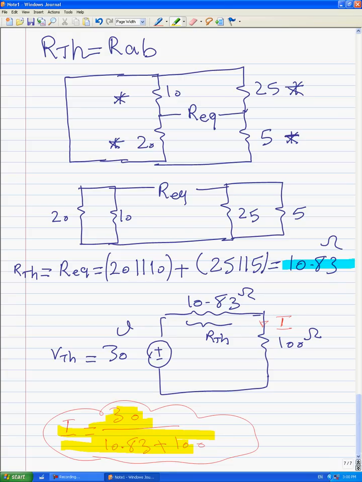And this was one way of thinking about Thevenin theory. And also you can solve this question by other techniques and compare your answer with this answer.